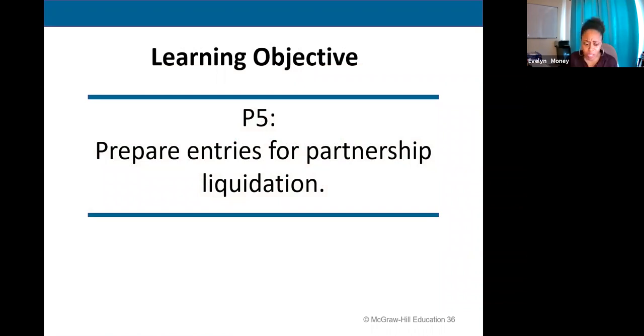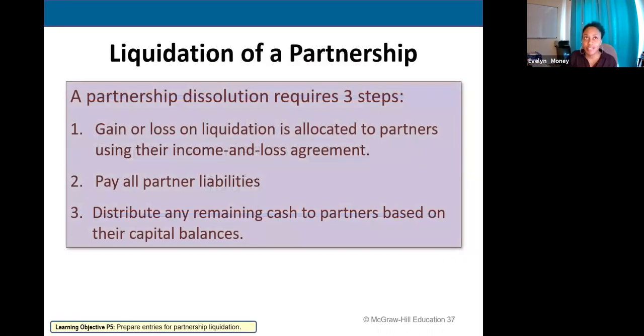Now, we've talked about when one partner leaves. What happens when the business as a whole leaves? We call that ends. We call that liquidation. In other words, we are converting all of the assets and liabilities of the business to cash. We're paying off debts and selling off assets, making everything cash so that any remaining cash can be given to those partners.